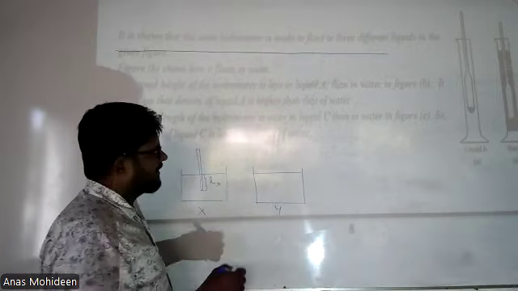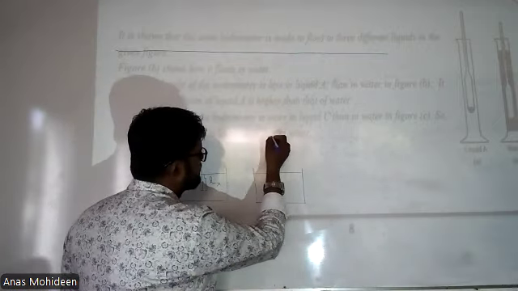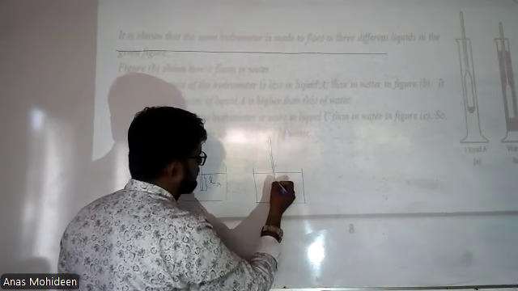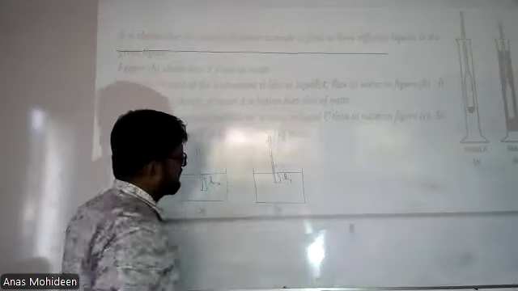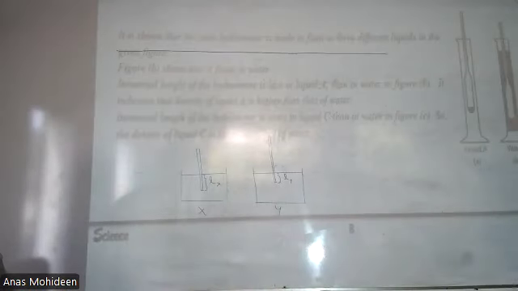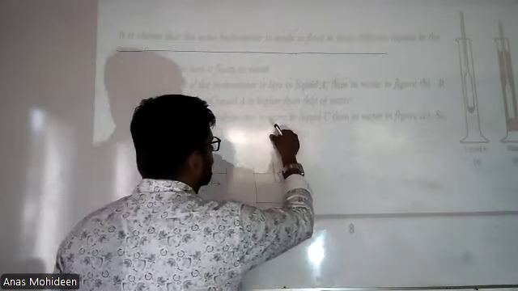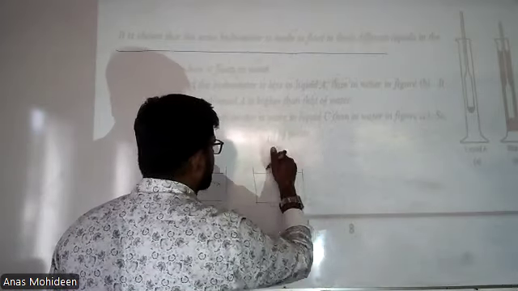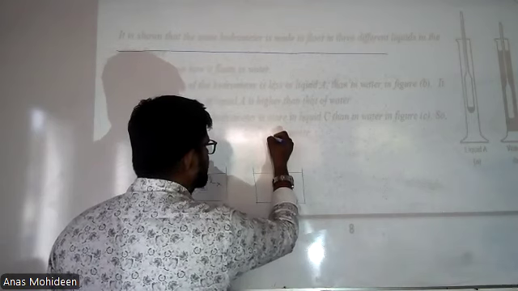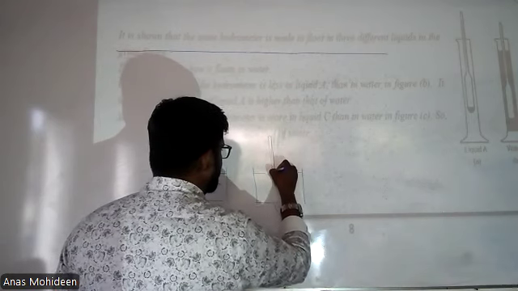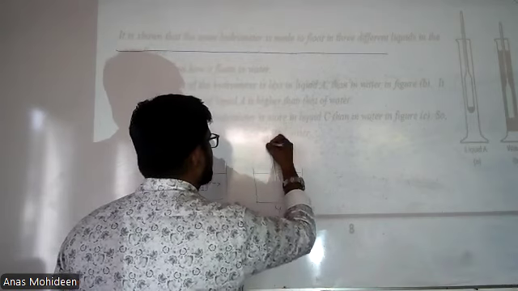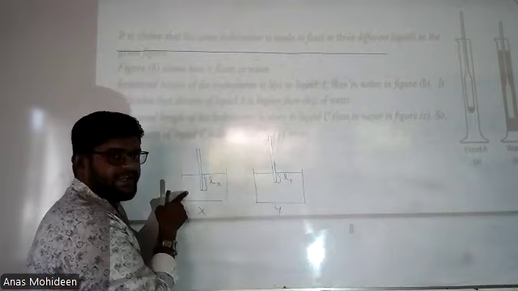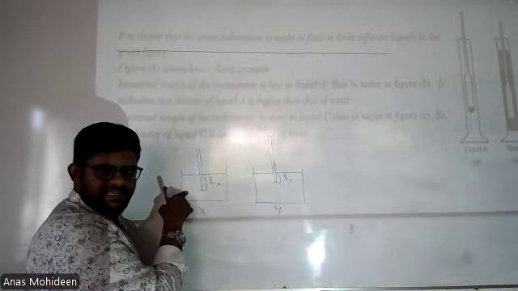And here it sinks length in Y. It sinks more. Does it sink more? Same hydrometer you have to take, or same type of hydrometer you have to take. So you can see it is sinking more in X. Okay, sinking more in X.